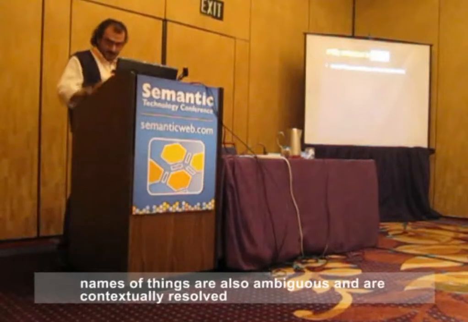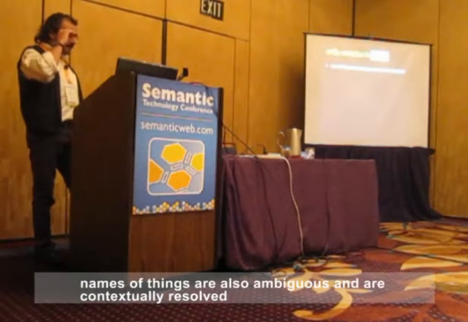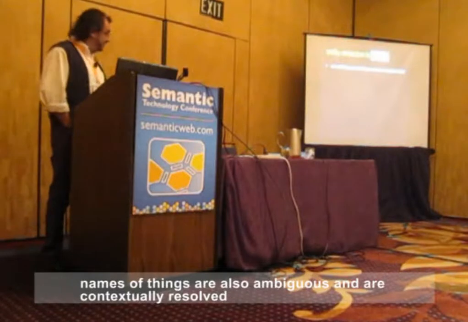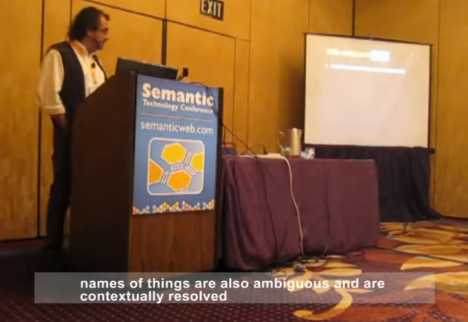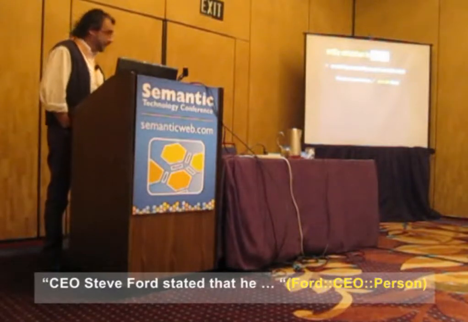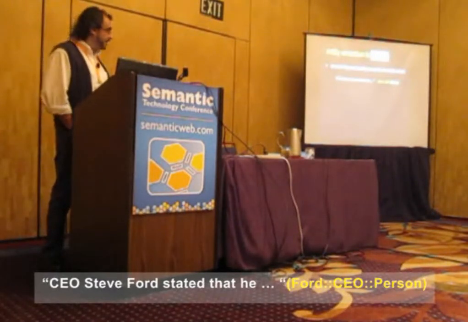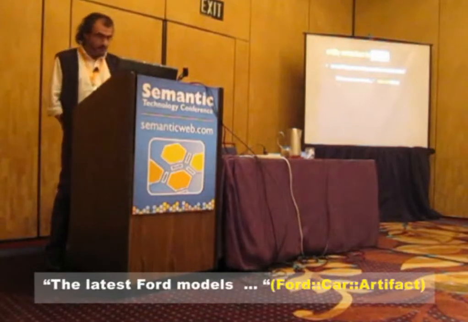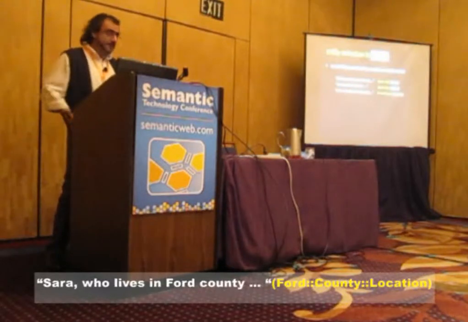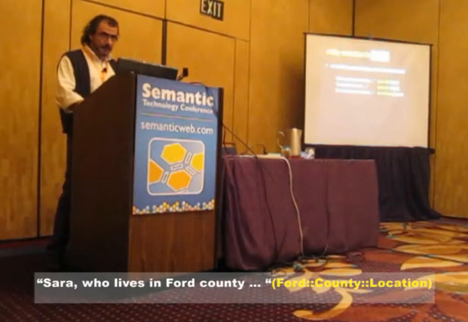So a little bit about entity extraction and Control. By entity extraction, we mean extracting names of things, identifying them. But this is not as trivial as it sounds, because names are also ambiguous. So for example, Ford in this snippet is a person. Ford here is a car. And Ford here is a place. It's a county somewhere. And so names, like other nouns, are also ambiguous, and you have to infer the right meaning.